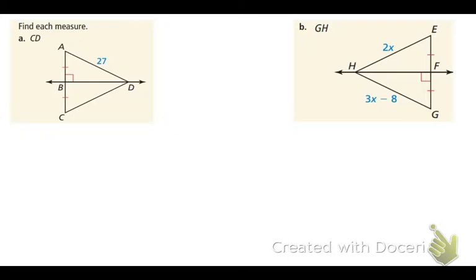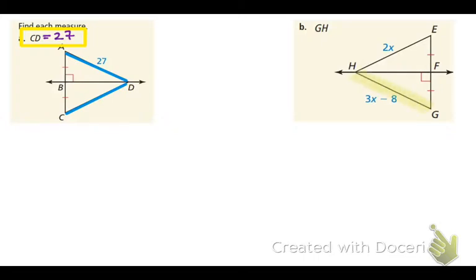On our first example, we're trying to find the length of CD. What is CD going to be congruent with? AD. So what's the measure of CD? 27. That's it. You don't have to, but if it would help you, look back at your notes.